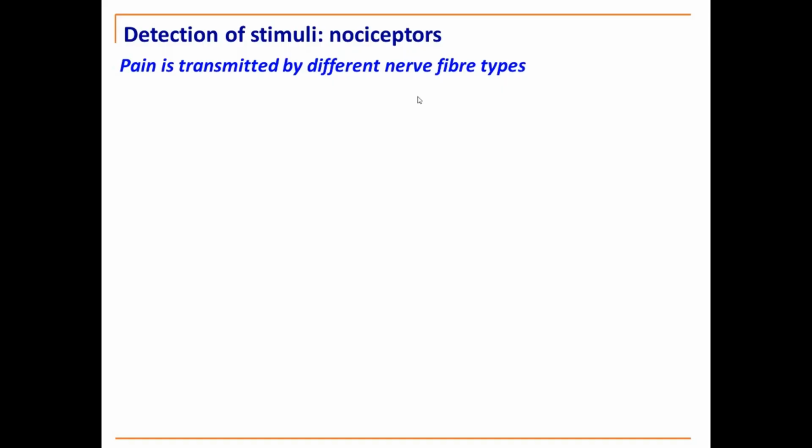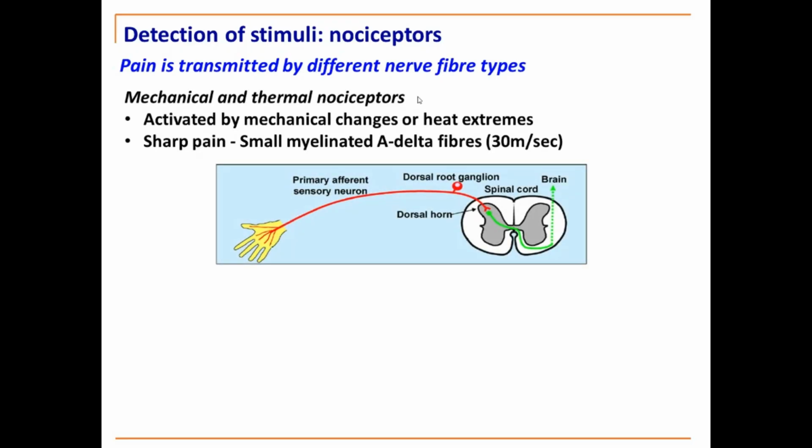So pain is actually transmitted by different nerve fiber types. And so when you're thinking about your mechanical and your thermal nociceptors, these, as we've talked about, are activated by mechanical changes or heat extremes. And in these cases, you get this sharp pain, and they're transferred by small myelinated A delta fibers. And they're quite fast, they're about 13 meters per second. And as you might expect, you can see that they're myelinated, and that's what's making them faster, obviously.